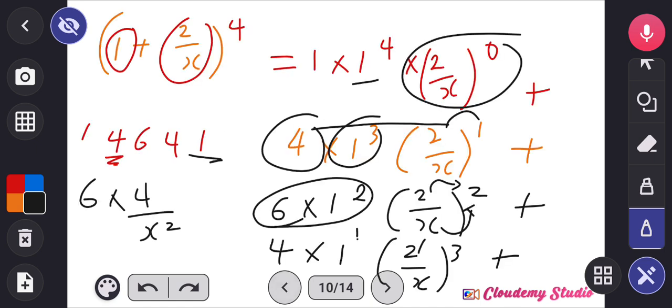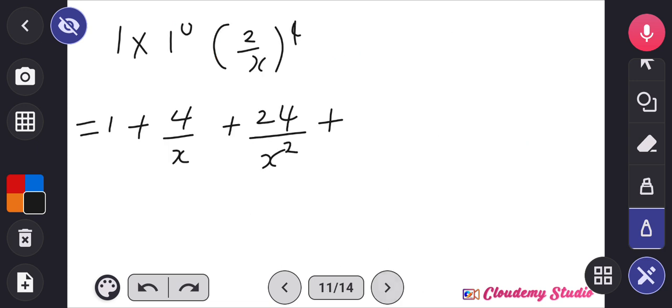Plus the next one is 4. Now this is 2 raised to the power 3, right? 2 raised to the power 3 equals to 8. x raised to the power 3 remains x raised to the power 3, right? And that was the same thing as 4 multiplied by 8 divided by x raised to the power 3. And 8 times 4 equals to 32. Therefore, that equals to 32 divided by x raised to the power 3.